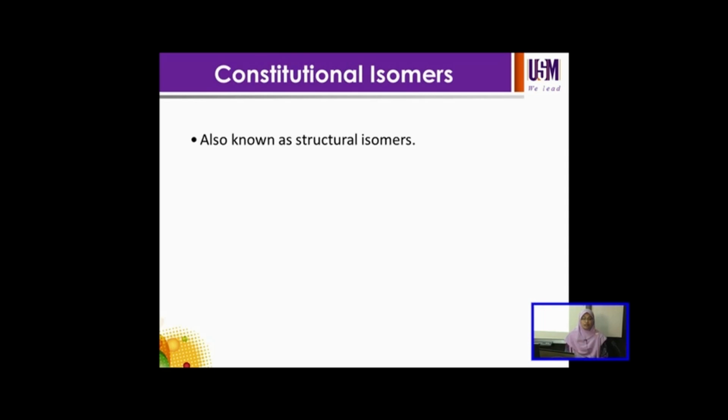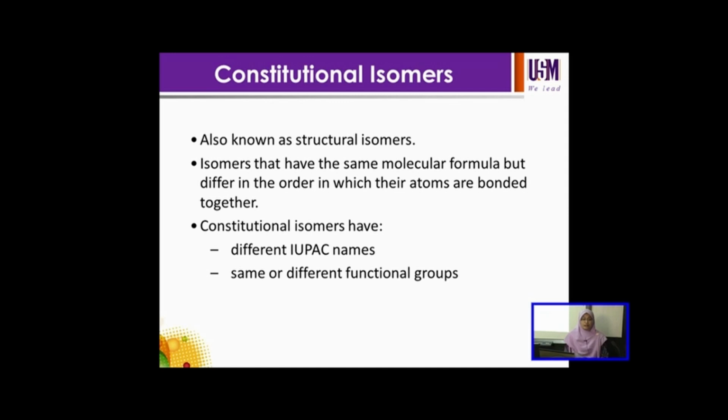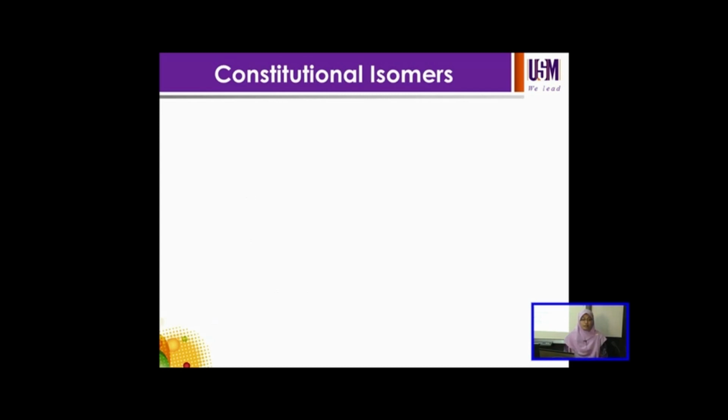So what are constitutional isomers? They are also known as structural isomers. They are isomers that have the same molecular formula but differ in the order in which their atoms are bonded together. Constitutional isomers have different IUPAC names, the same or different functional groups, different physical properties, and different chemical properties. Because of these differences, there is a big difference in their physical and also their chemical properties.